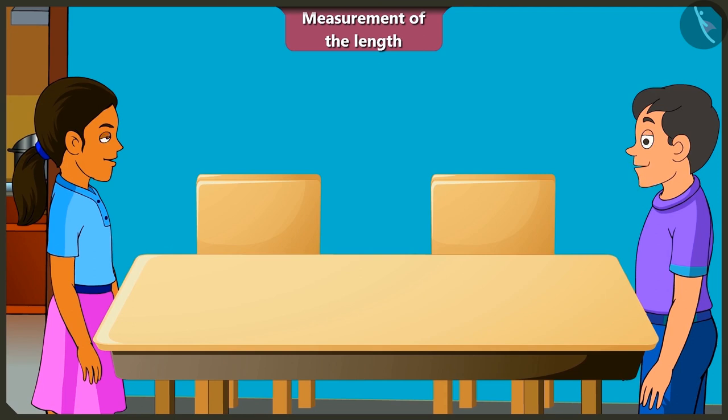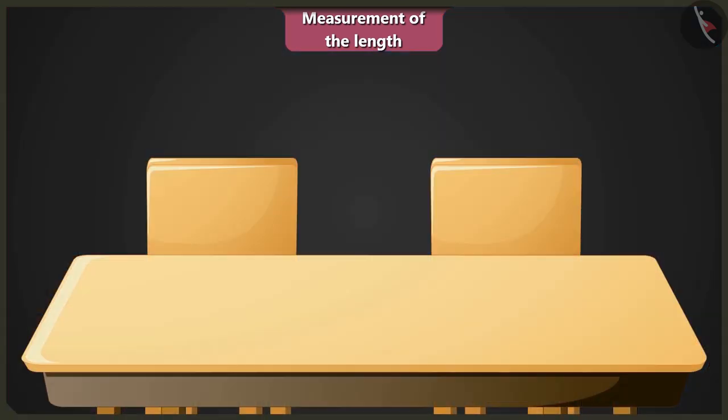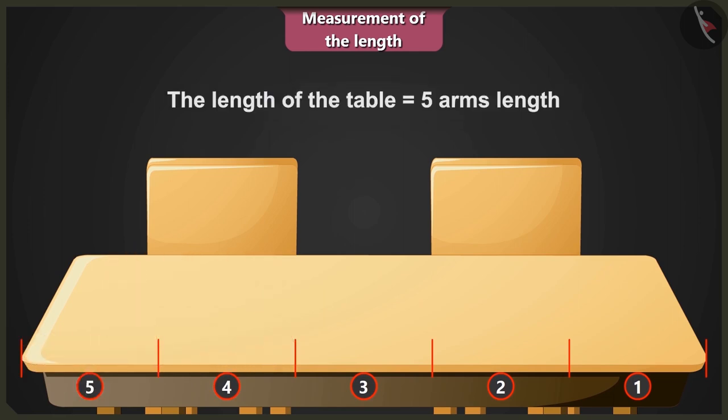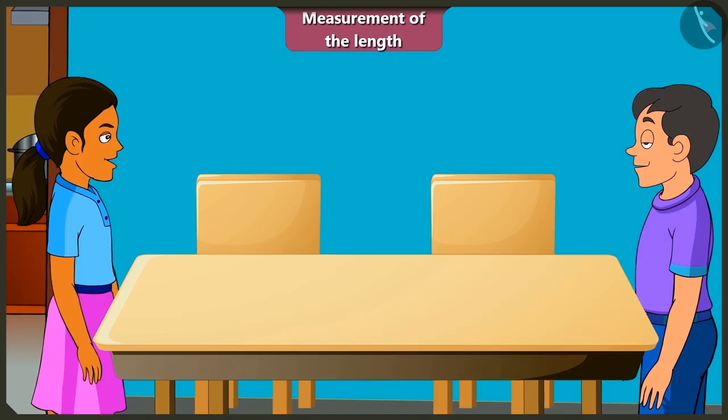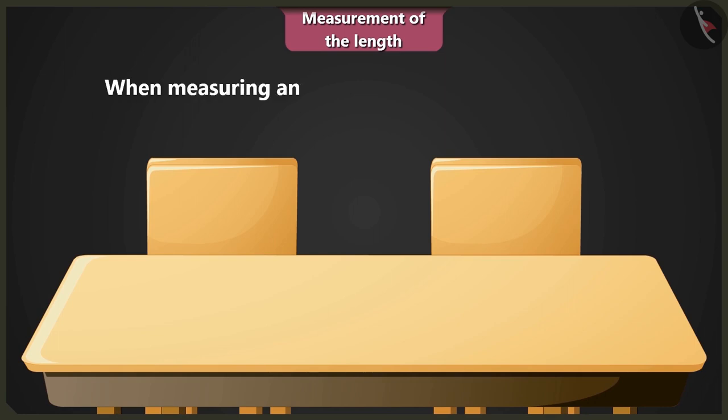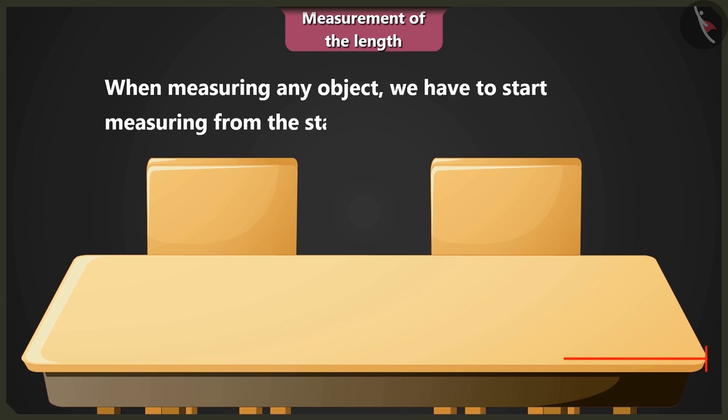Yes, okay. Now I have understood. I will measure it again. It would be 1, 2, 3, 4, and 5. The length of this table is 5 arm length. Yes, now the answer is correct. Thank you, Mintu. Yes, then always keep in mind, while measuring the length of any object, always measure from one end to another end of the object.